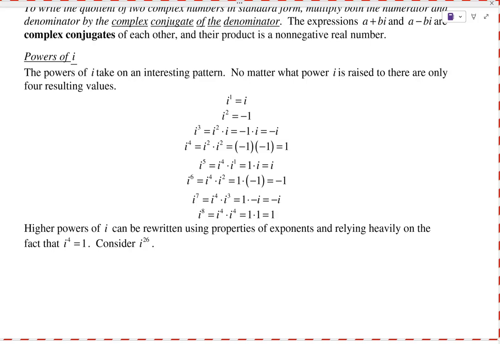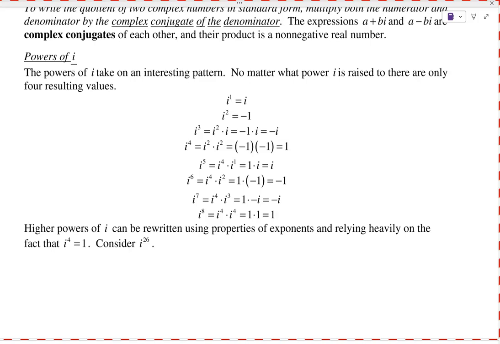Okay, look at the next one. i to the fourth. Well, 4 is the same thing as 2 plus 2. So we can break up i to the fourth as i squared times i squared. And what is each i squared equal to? Negative 1. When we do negative 1 times negative 1, we get positive 1. So notice the pattern so far. We've got i, negative 1, negative i, 1. Okay. So let's see about the next ones.